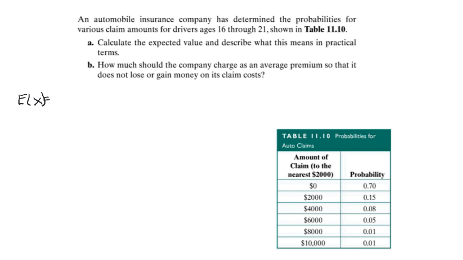All right, so it says the amount of the claim. So if we have $0, we're going to multiply that by 0.7, plus $2,000 claim times 0.15. And we're just going to multiply each amount times its corresponding probability. Remember, the probabilities can be written in decimal form as long as they fall between 0 and 1, and we can include 0 and 1.